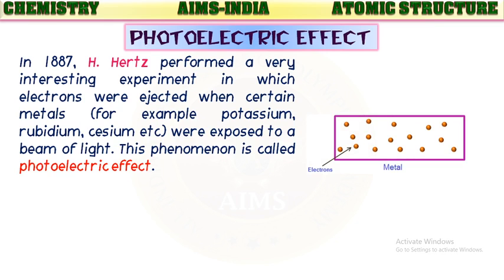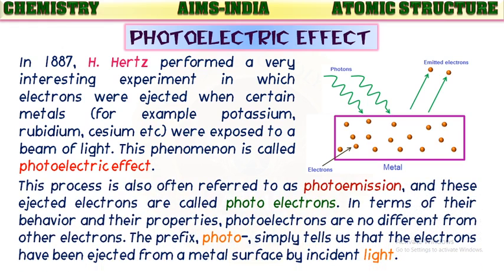Suppose this is a piece of metal with electrons on its surface. When a beam of light is made to fall on it, electrons are ejected by the metal surface. This phenomenon is called photoelectric effect. This process is also often referred to as photoemission, and these ejected electrons are called photoelectrons.